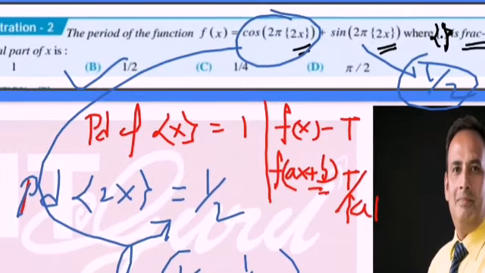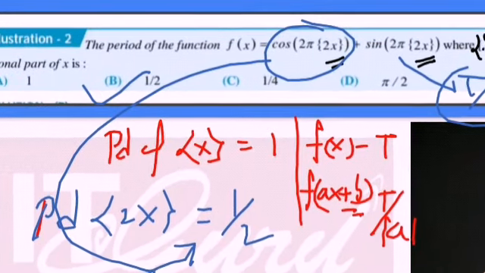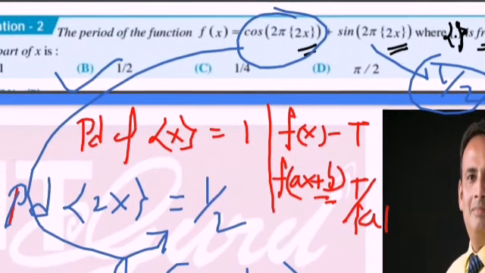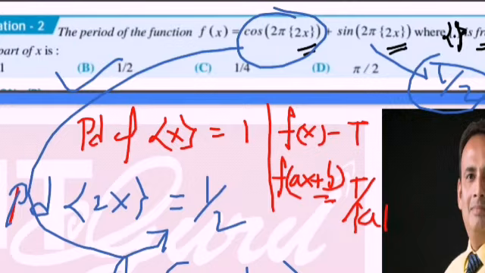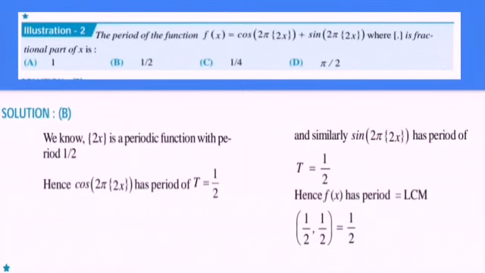Here, let me give the hint once again properly. As f(x) has period T, f(ax + b) has period T by a. This is the concept we have already studied. So the period of 2x is 1 by 2, and similarly for the other one, and finally you have to take the LCM of 1 by 2 and 1 by 2. Okay, fine, so let's go through the solution.